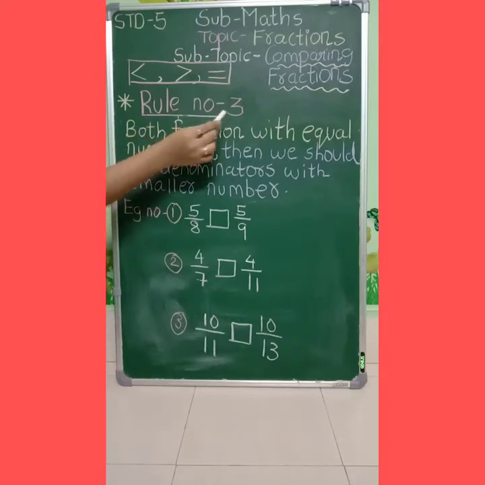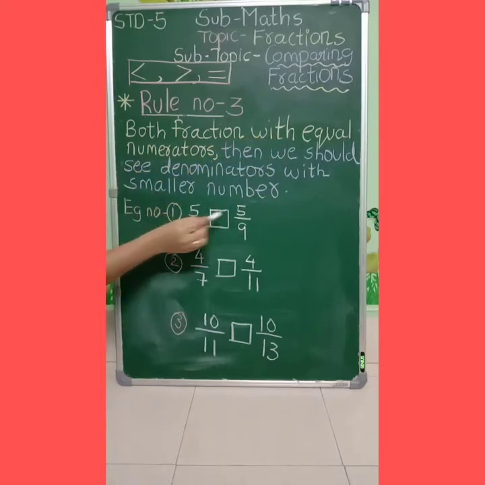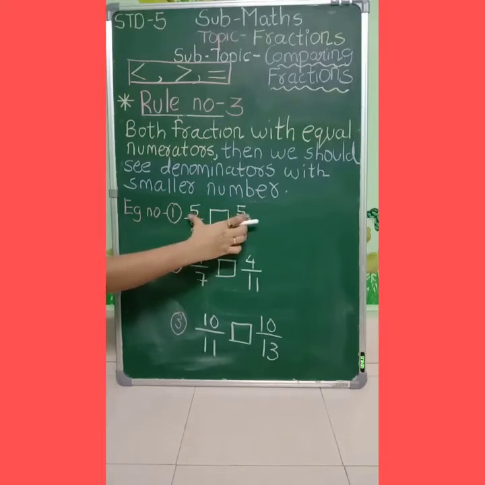Now rule number 3: if both fractions have an equal numerator, can you see the equal numerator? 5 here also and 5 here also. Both are equal.